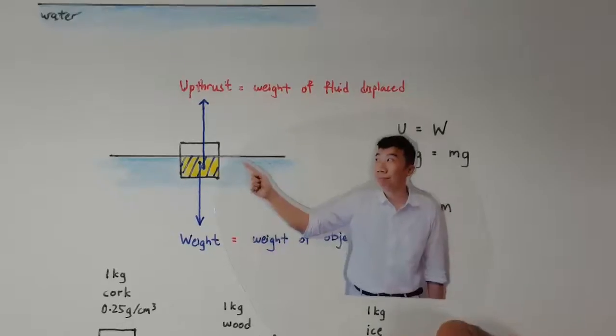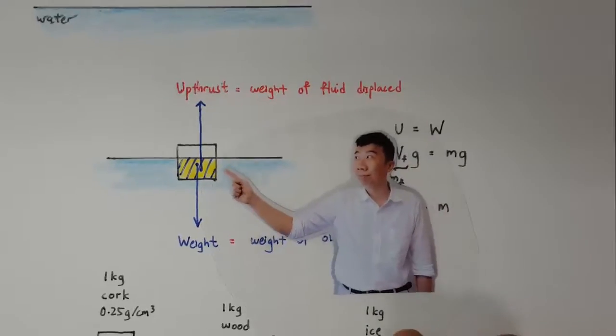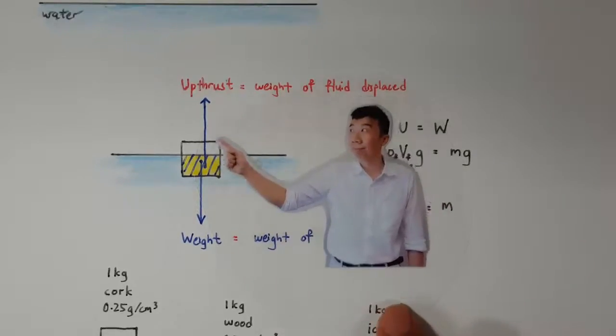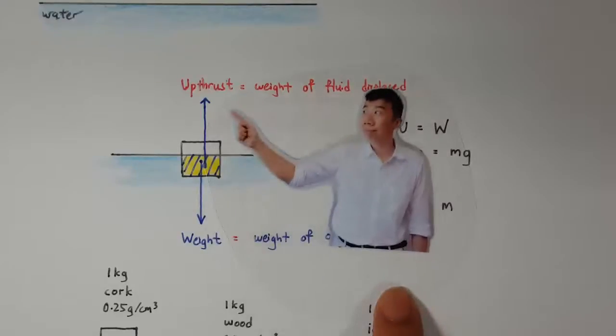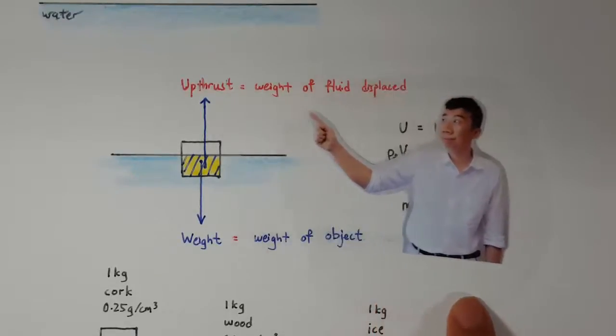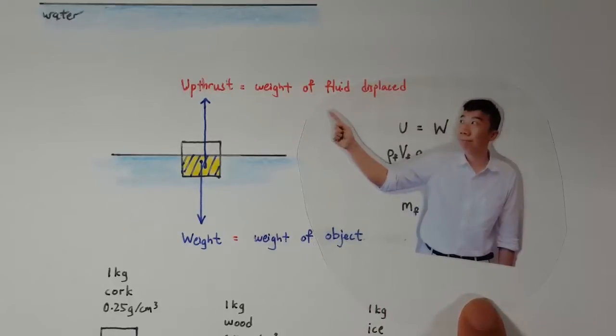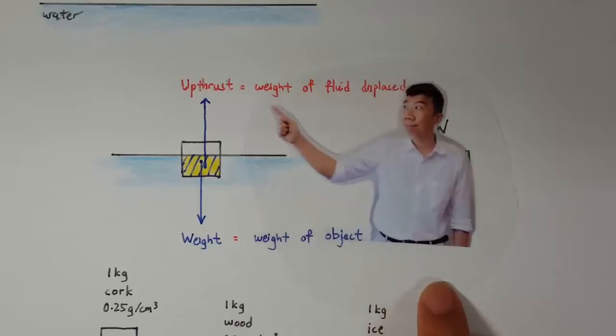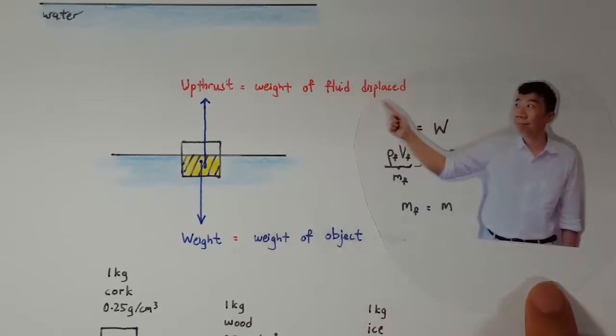An object that is submerged in water experiences only two forces, the weight and the upthrust. The upthrust is always equal to the weight of fluid displaced, no matter what. Sink or float, upthrust is always equal to the weight of fluid displaced.